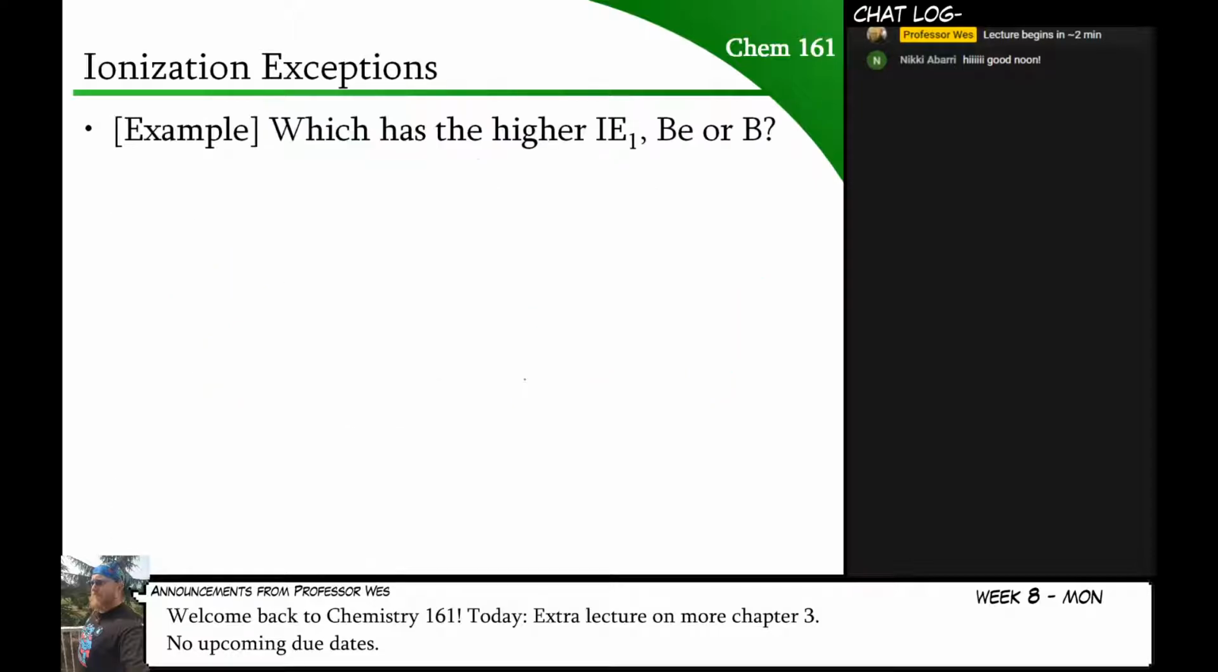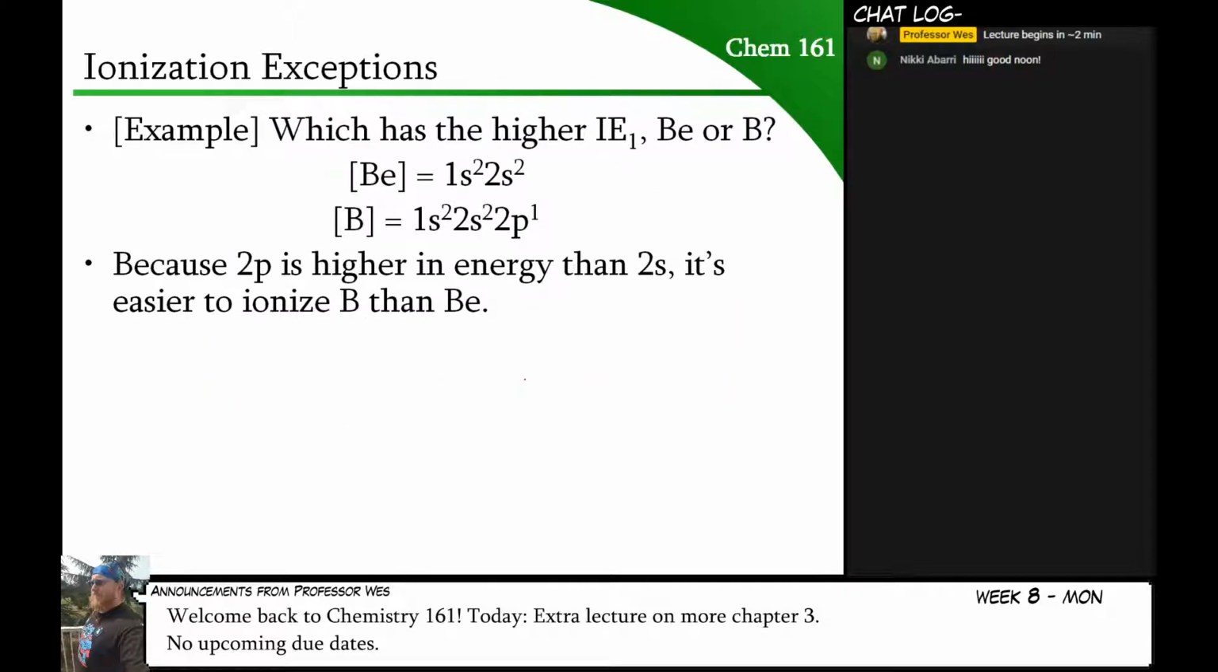And then you see the same thing when you go from 2s to 2p. So when you go from group 2 to group 3, group 13, you're going from the s orbital to the p orbital. P is always higher in energy than s, so the ionization energy is always much lower for group 13 than you would expect it to be.